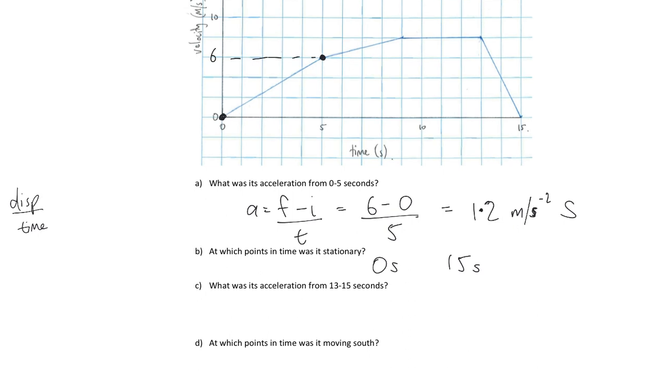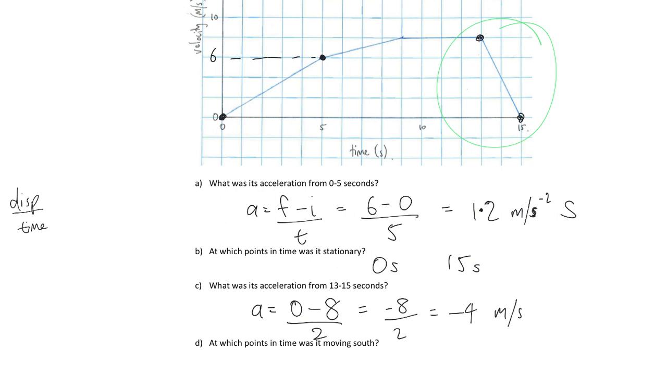Okay, so acceleration, a, is equal to final minus initial over time. So between 13 and 15 seconds is here, in this area here, right? 13 to 15 seconds, that's there. So his final velocity is 0. His initial velocity was 8. And the time was 2. So -8 divided by 2 is -4 meters per second squared.